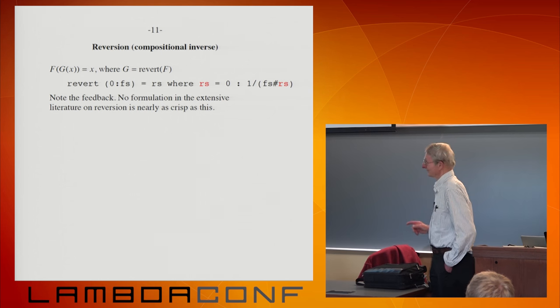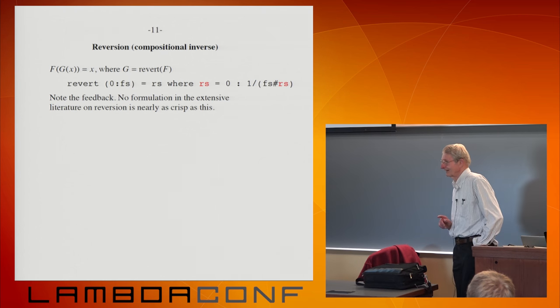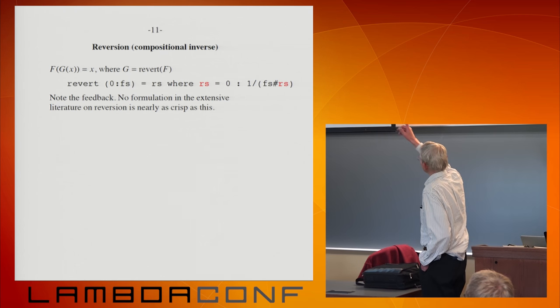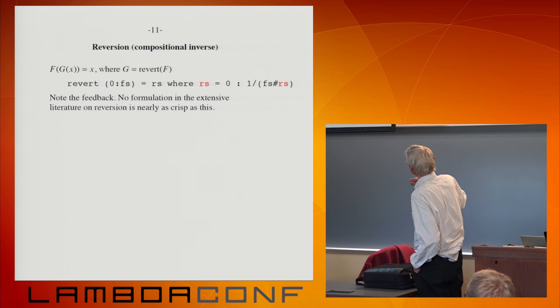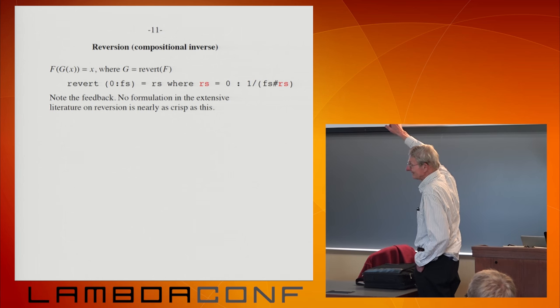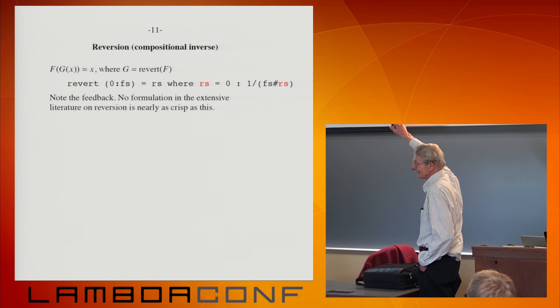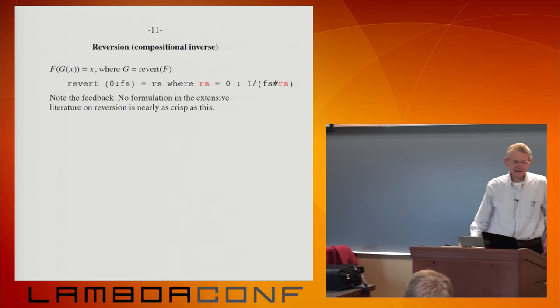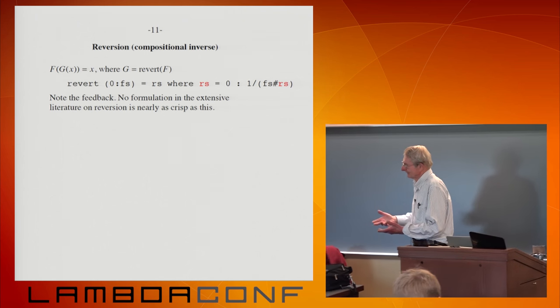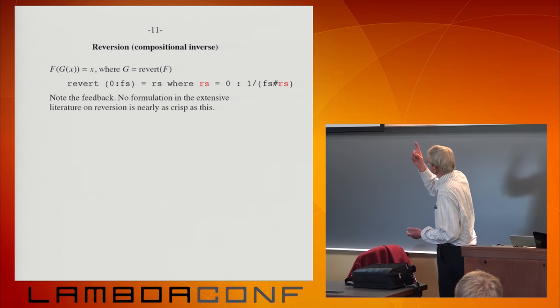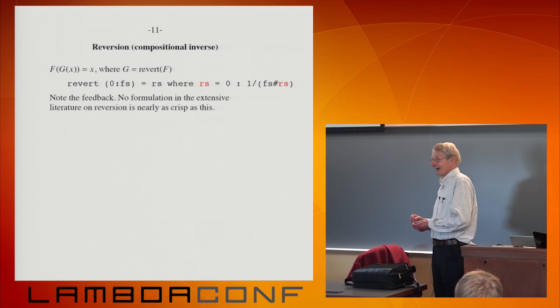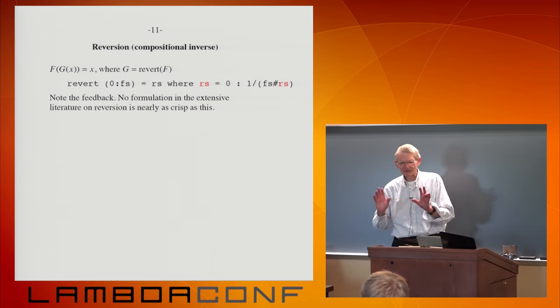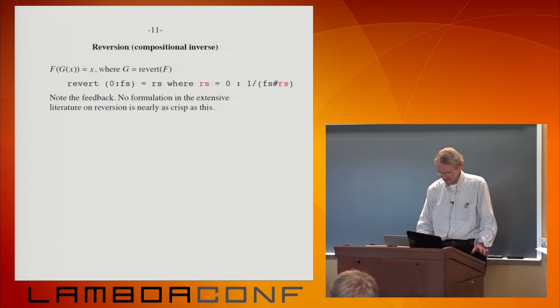This is the best single line of code I ever wrote. But notice the feedback. The result, RS, is fed back into the formula. This is a wonderful thing. Why does the feedback work? Because you've got one term to work on, that lead zero, and that produces the next term, and the feedback does work. It takes delay to do feedback, and we've got it.